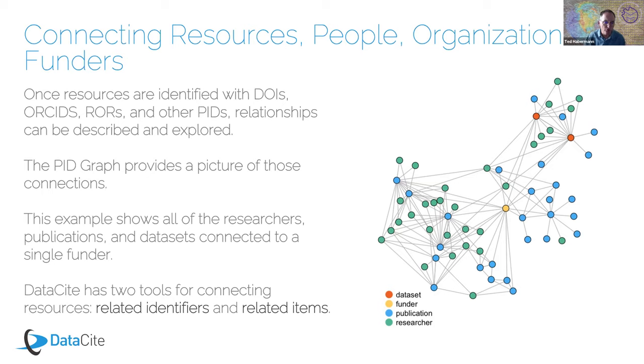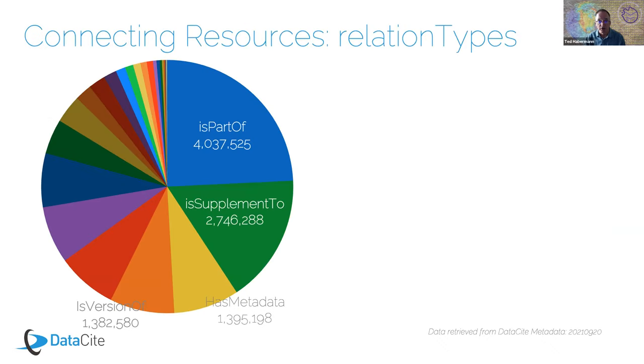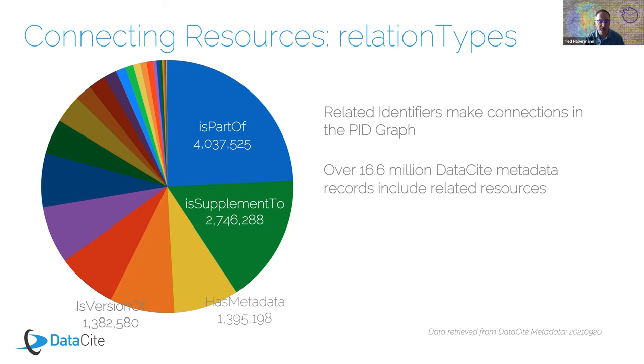So DataCite has two important tools for making these connections. First, related identifiers, and second, the new element, related items. The kinds of relationships in DataCite are shown by this picture. And as I already said, these are making connections. In DataCite, over 16 million metadata records include related resources. Remember that there are roughly 24 million records altogether. So more than half of them include related resources. And of course, many of those include multiple related resources.